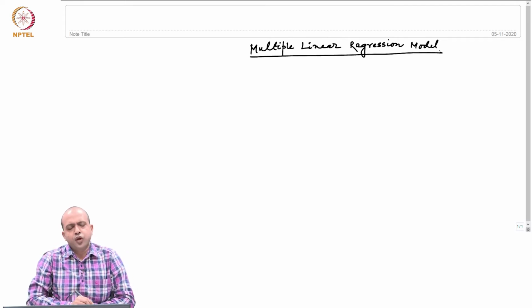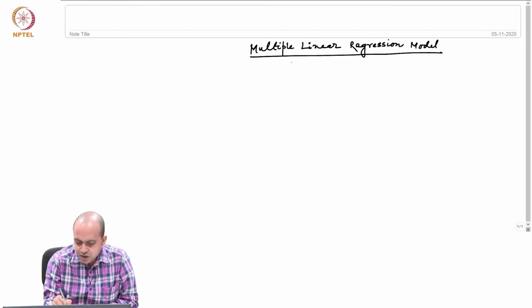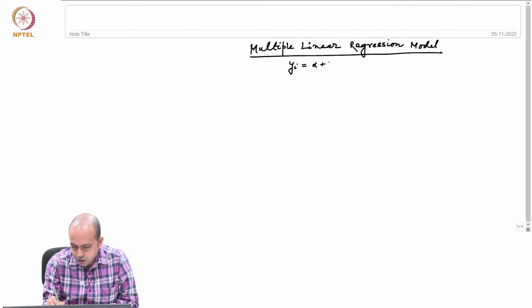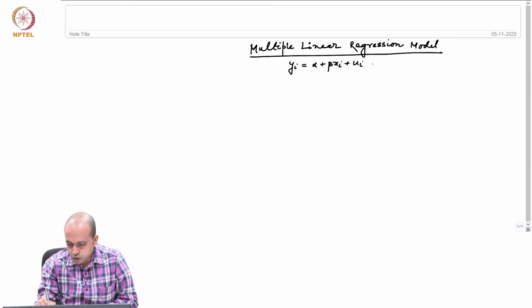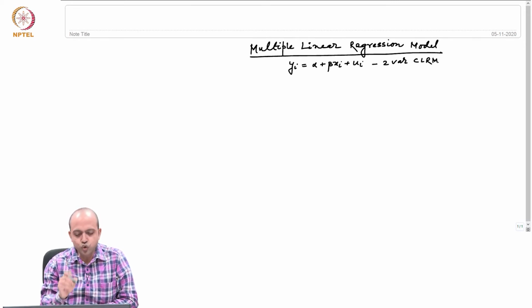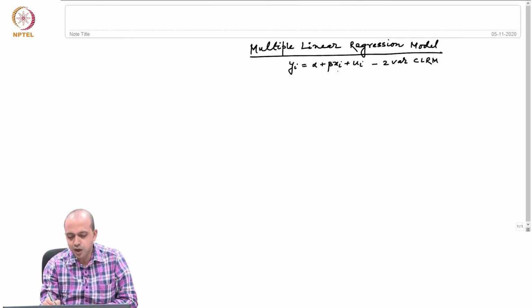So far, whatever econometric models we have discussed are called two variable linear regression models. What does it mean? That means our model was something like this: yi equals alpha plus beta xi plus ui. This is called a two variable linear regression model, or you can write two variable CLRM, classical linear regression model. Why is this called two variable? Because you have one dependent variable and one independent variable.